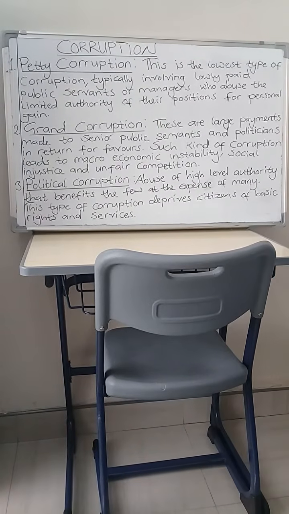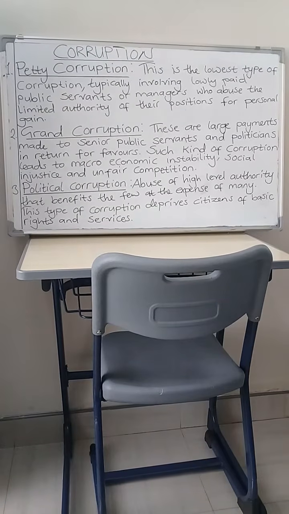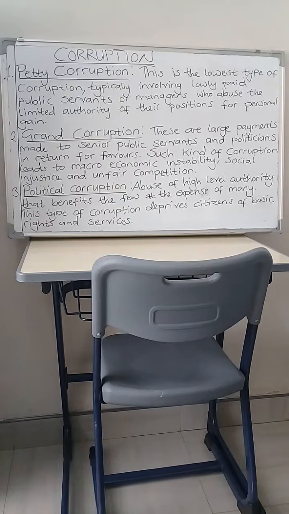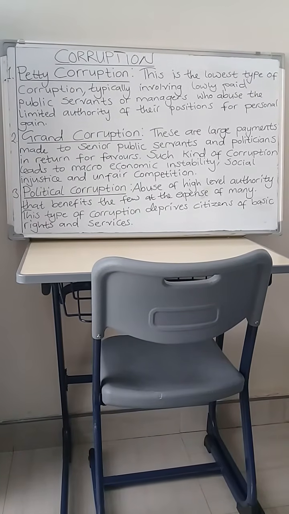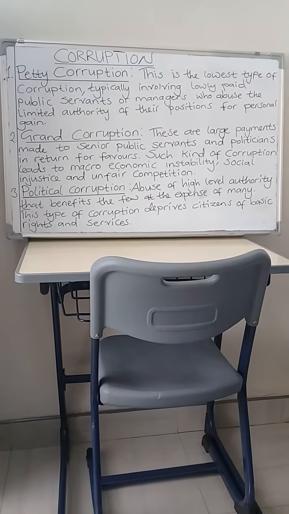Okay, so in this video we're talking about the types of corruption. There are three types of corruption here on the board, namely petty, grand, and political corruption. So let's just jump right into it.